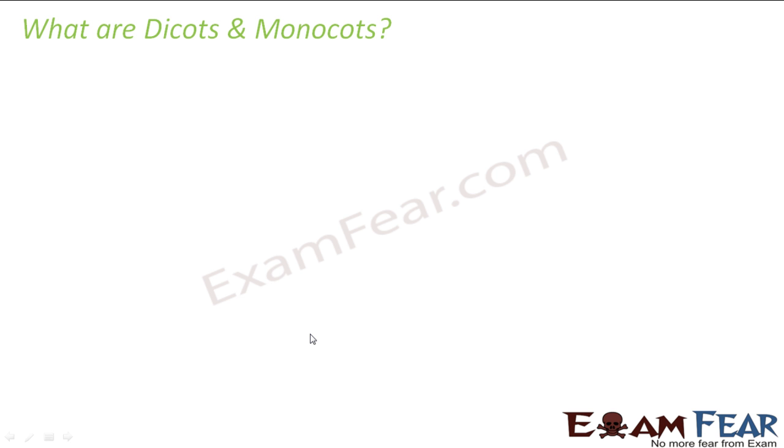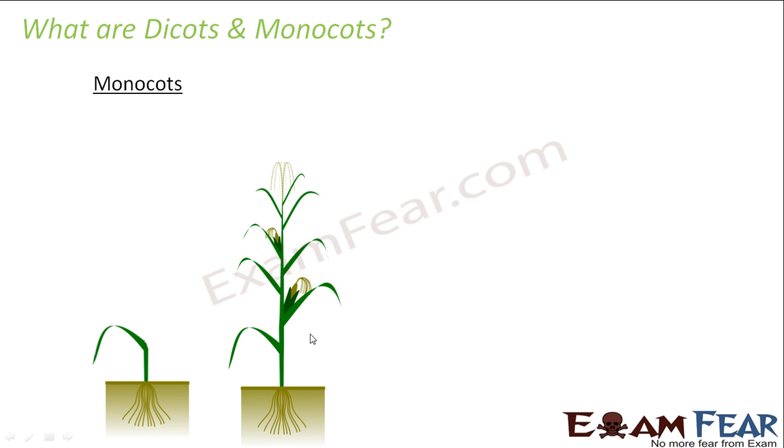So let us see what are dicots and monocots. Monocots are those which have only one cotyledon, that is just one seed leaf inside the seed. So how can we differentiate between a dicot and a monocot? How do we know looking at the plant? Because when the plant has already grown, there is no seed, right? So how do we know which is a monocot and which is a dicot?